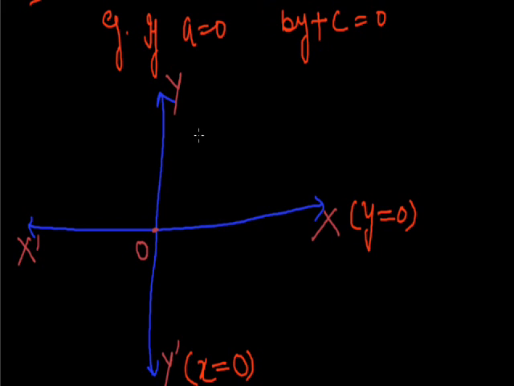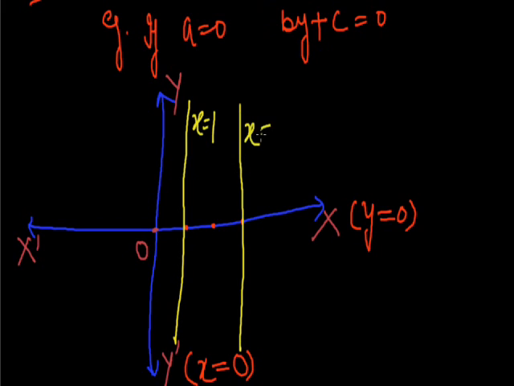If we want to plot lines parallel to the y-axis, this is x equals 0. And if we proceed at a distance of 1 or 2 or 3 in the positive direction, then we get parallel lines, and they will be like x equals 1, or if we proceed up to a distance of 3, the line will be x equals 3.